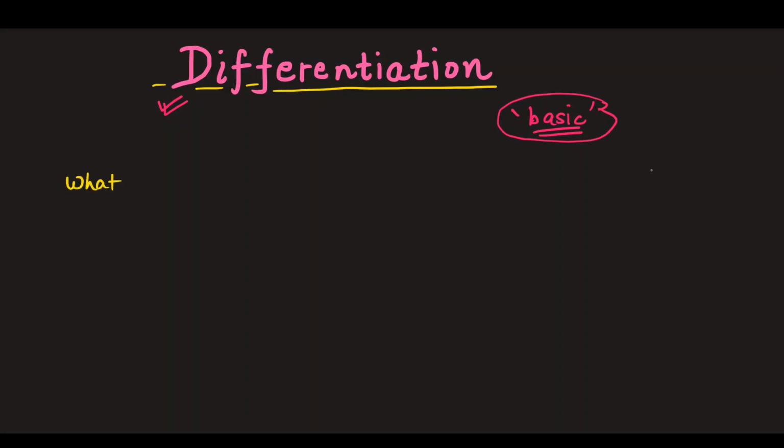Now, the first question is, what is differentiation? So let's say we have a curve. Let's say this graph curve is named f of x. F of x means that it is a function of variable x.